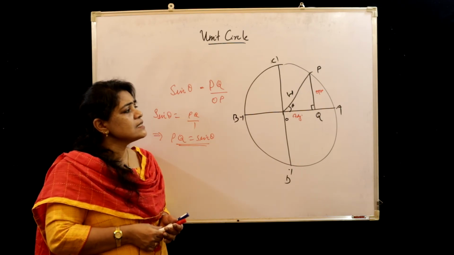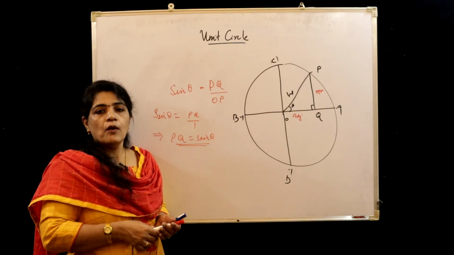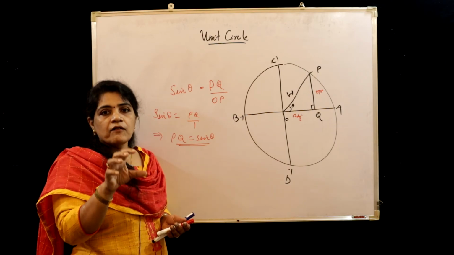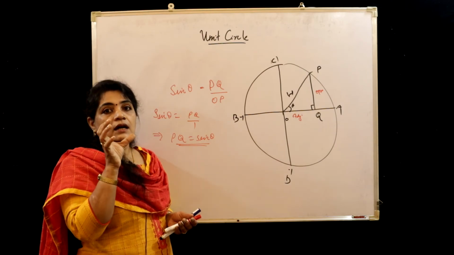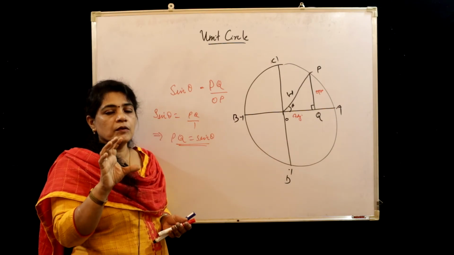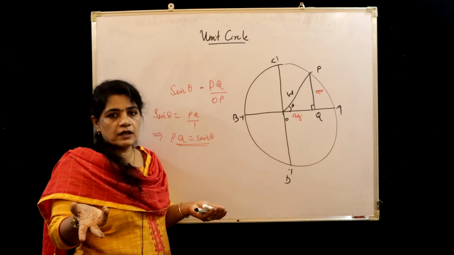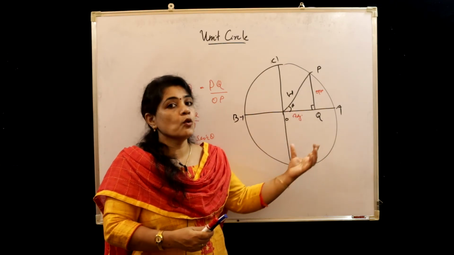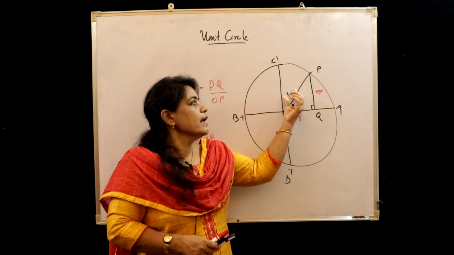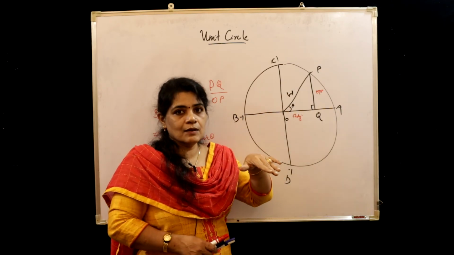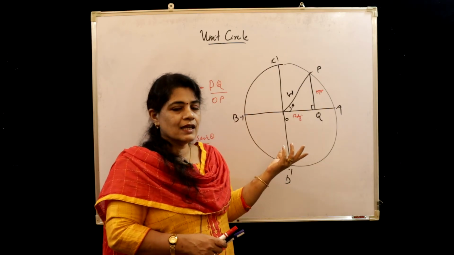And which is the other side? OQ. We need OQ. For that you have to select a ratio having one of the sides as OQ, and at the same time the hypotenuse should also come. If both are unknown, it will be difficult for us. So with respect to theta, this OQ is the adjacent side and then the hypotenuse. So either you can select cos or its reciprocal, that is sec. I am taking cos.